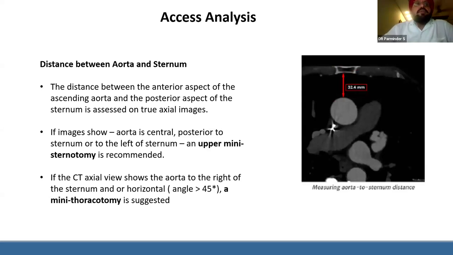Again, for the transaortic approach, the distance of the aorta from the sternum is very important. Location of the aorta with respect to the sternum is also important. If the images show that the aorta is central or posterior to the sternum or to the left of the sternum, upper mini sternotomy is recommended for the transaortic approach. If the CT axial view shows that the aorta is to the right of the sternum or it is horizontal at an angle of more than 45 degrees, a mini thoracotomy should be sufficient.